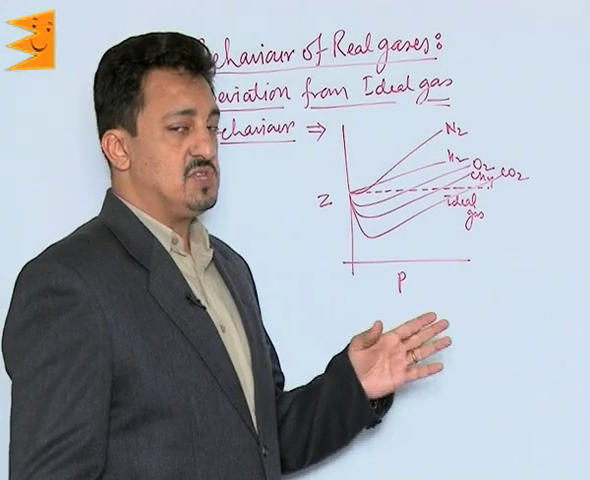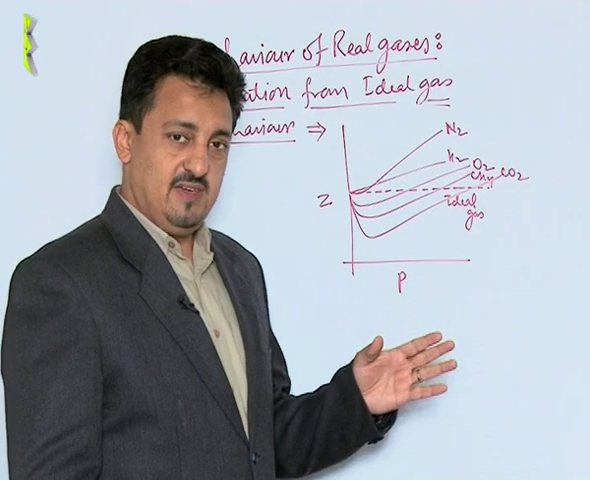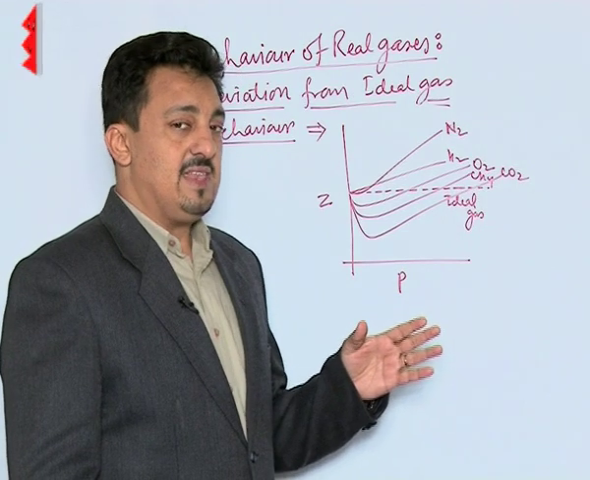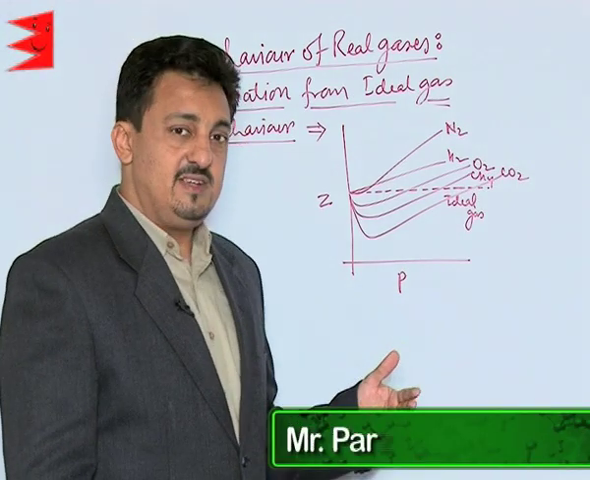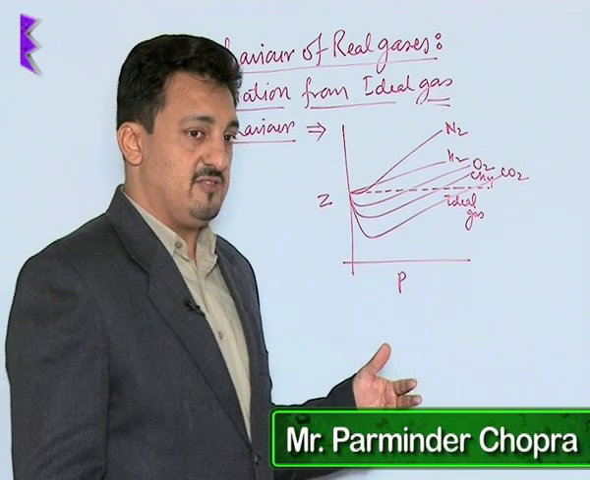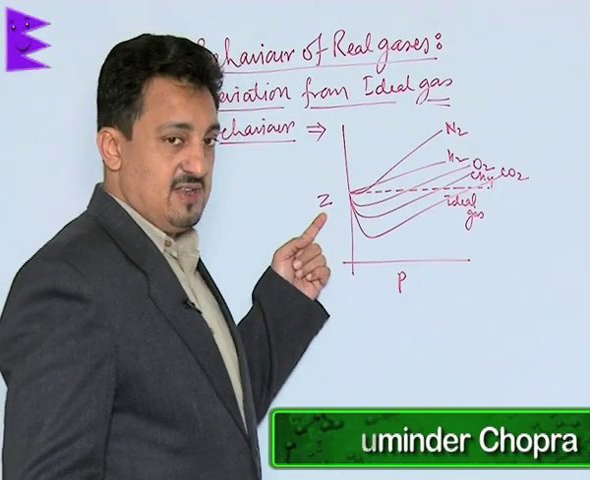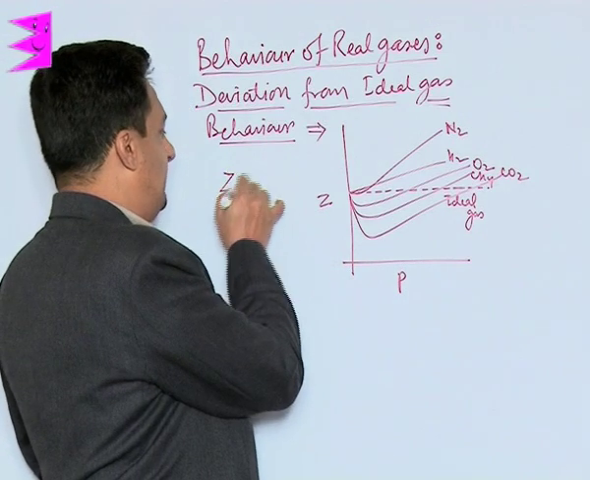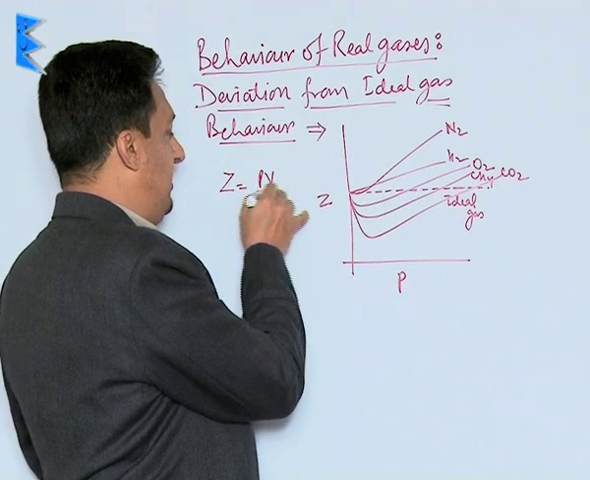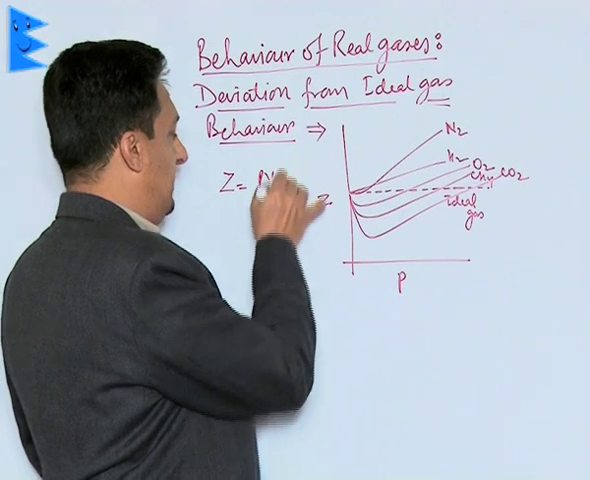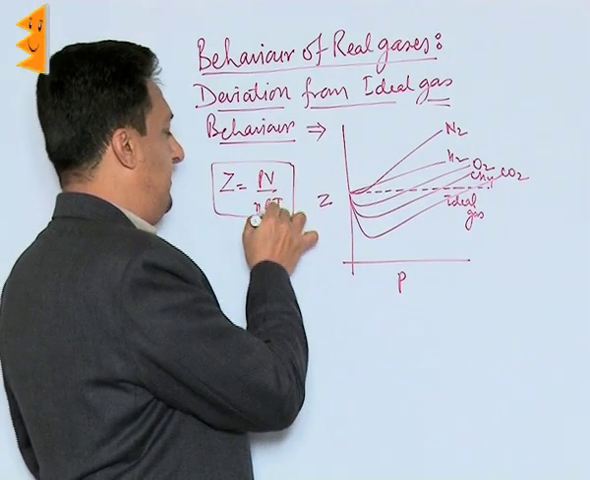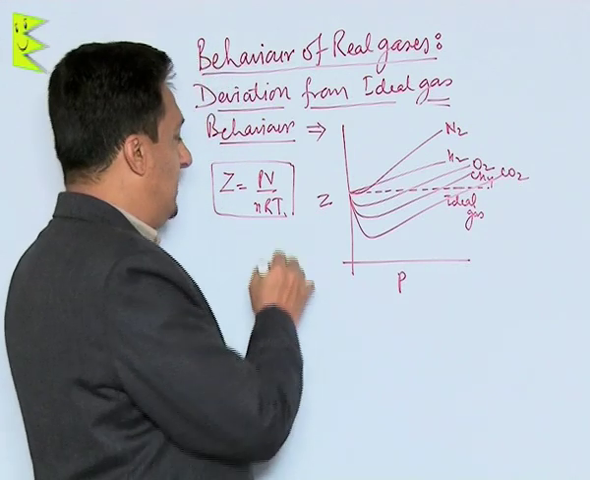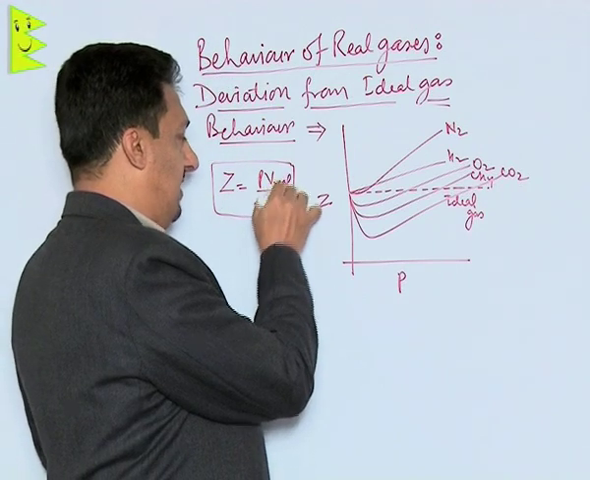Now this deviation from the ideal behavior, which is shown by these real gases, can easily be expressed in terms of a factor which is called the compressibility factor, called Z. So what is this Z? This Z is basically PV over nRT. So it's a ratio of PV over nRT. And in this case, remember, we take this V as the real.